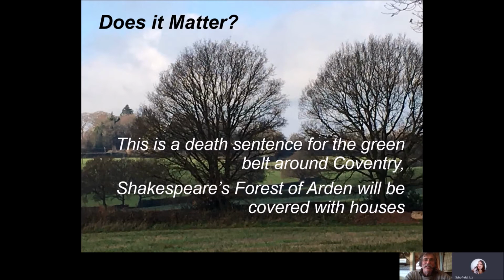So the question, does all of this matter? This is a death sentence for the green belt around Coventry. The Coventry Council, Warwick District Council, Nuneaton, and North Warwickshire jointly took out a huge amount of land from green belt around Coventry, allegedly because of the huge population need. We need to build houses for all this population growth. And Shakespeare's Forest of Arden will be decimated. It is an utter tragedy, and nobody was listening.